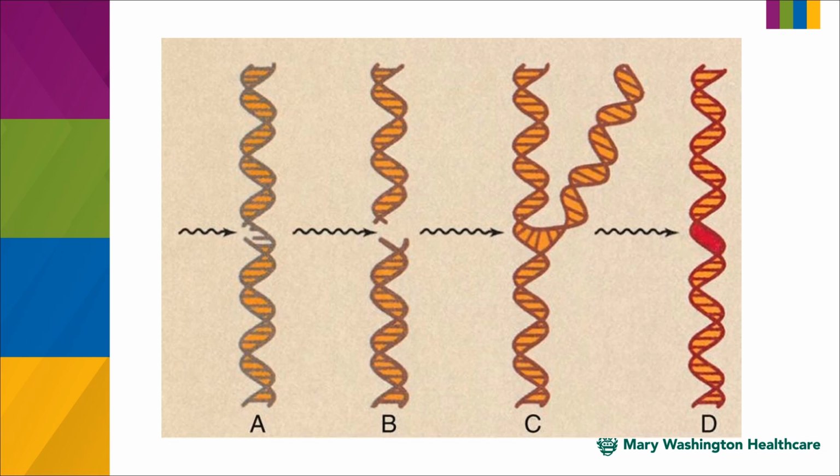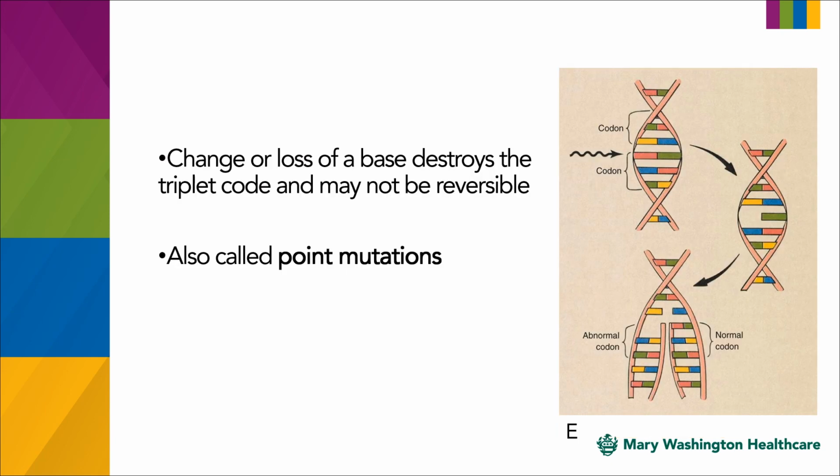In A, we have one side rail that's been severed, so that's called main chain scission of one side rail. In B, we have main chain scission of two side rails, which can actually break the DNA in half. In C, we have main chain scission with cross-linking, where another DNA macromolecule is joining the other one. D doesn't have the best picture, but it's separation of the bases, breaking of a bond. And the last one is change or loss of a base, which is shown in E. This is changing the triplet code and may not be reversible. This may also be called point mutations.